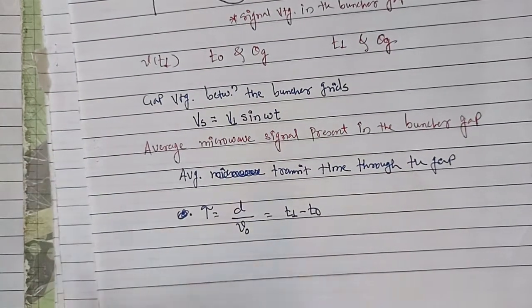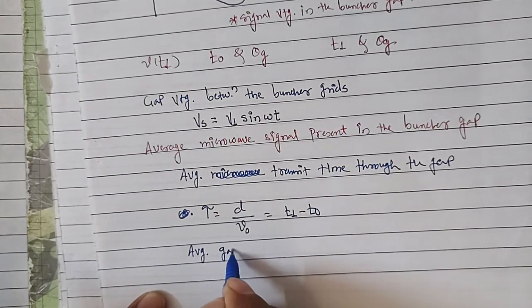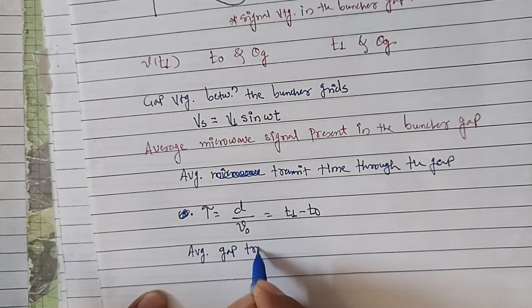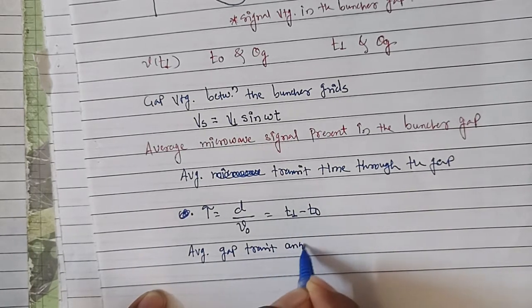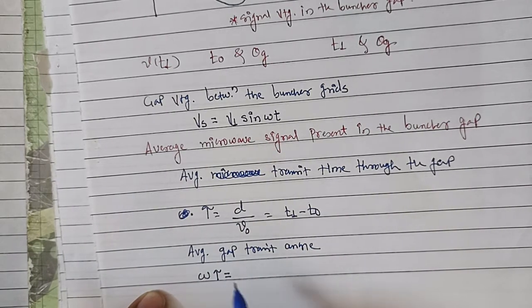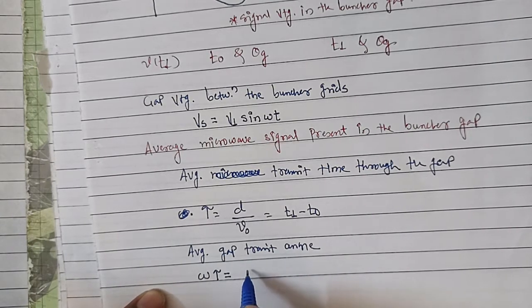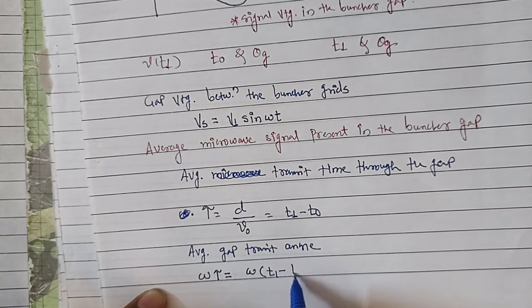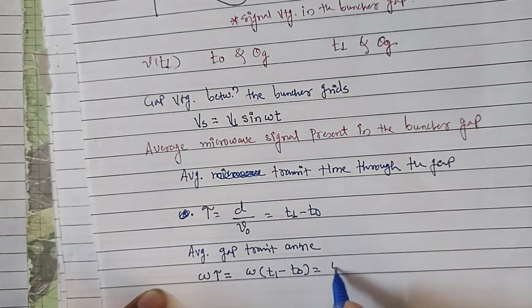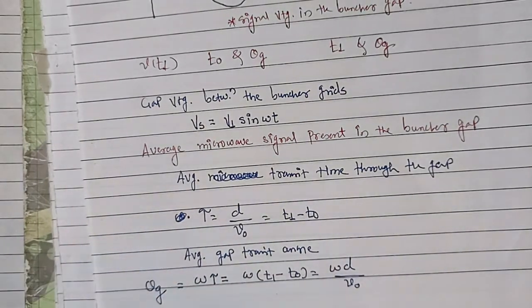Average gap transit angle would be now: multiply this time with omega, so omega tau is equal to omega into t1 minus t0 is equal to omega d over v0, which is actually theta g, right?